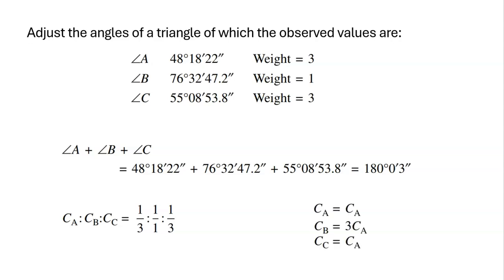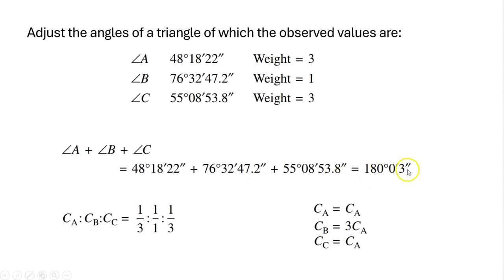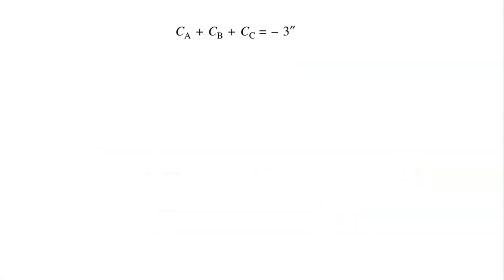From this basic relation, one could write if CA equals CA, then CB becomes 3 times CA, and CC is also equal to CA, considering two statements at a time. CA and CC have the same term on the numerator. The error was 3 seconds, whereas the correction is minus 3 seconds. So the total correction is minus 3 seconds. That is the summary we get out of this equation: CA plus CB plus CC is equal to minus 3 seconds.